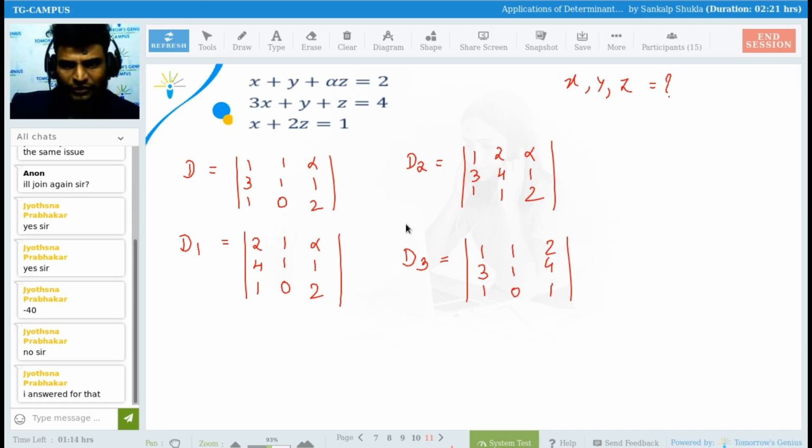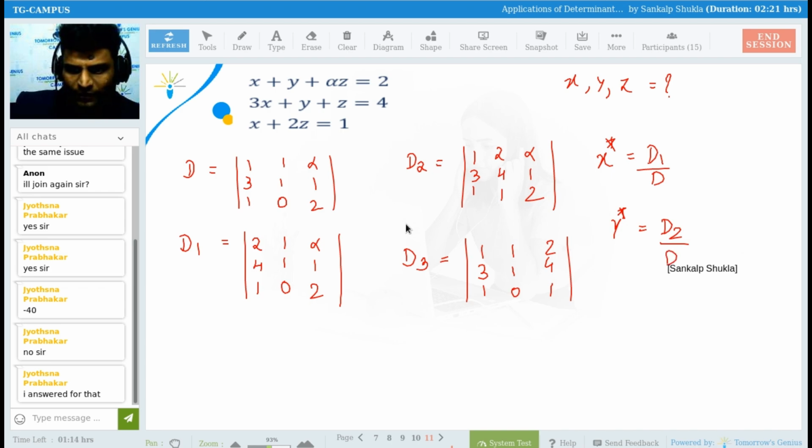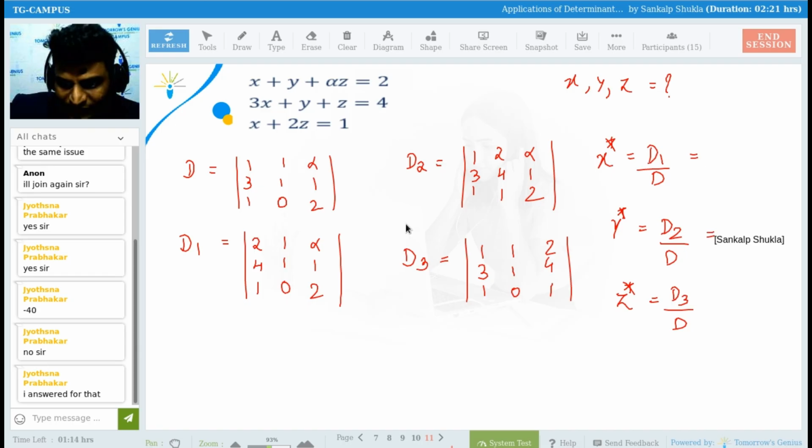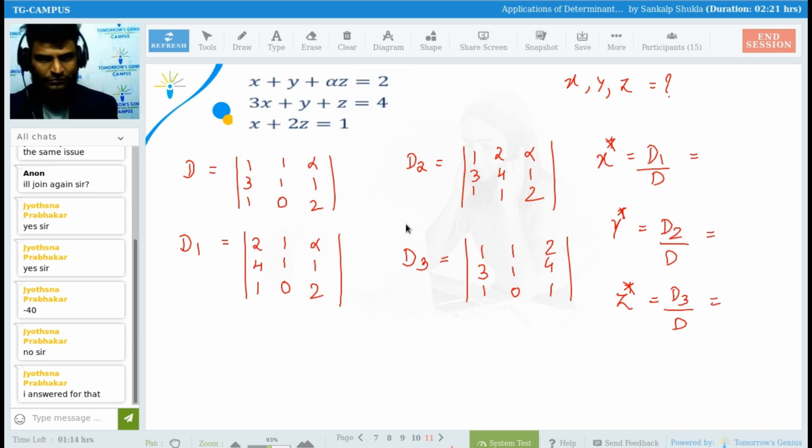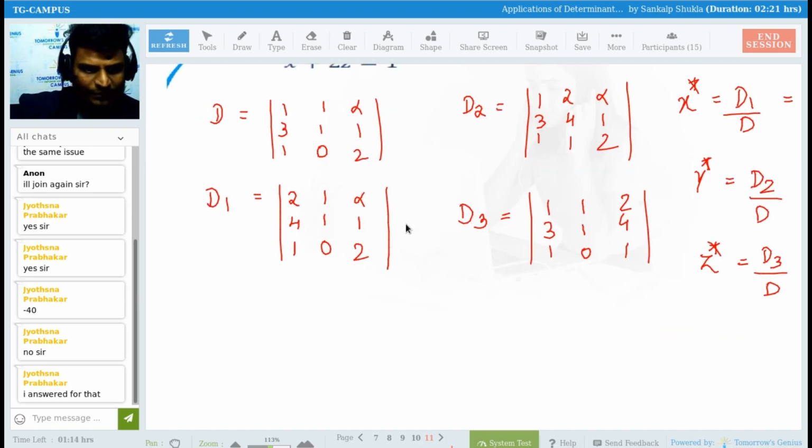Fine. Now the value of x star will be D1 by D, y star will be D2 by D, and z star will be D3 by D. So first of all, find these values only. This part is clear, like what you have to do in the question. First find these values. I'll be solving one by one, beginning with D.